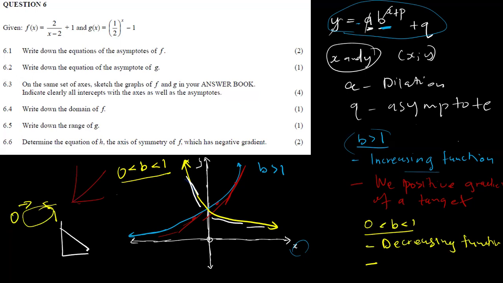It's decreasing, the graph. So here we have a negative gradient of a tangent. You see, that's why we say this graph is decreasing if you want to refer to the gradient of a tangent. But if you want to refer to the value of B, if they ask you, is this function decreasing or increasing? You're going to say this function, the yellow function, is decreasing. Why? Because the value of B is between 0 and 1. Or if you don't want to use that reason, you're going to say we have a negative gradient of a tangent, or we have a negative slope of a tangent.